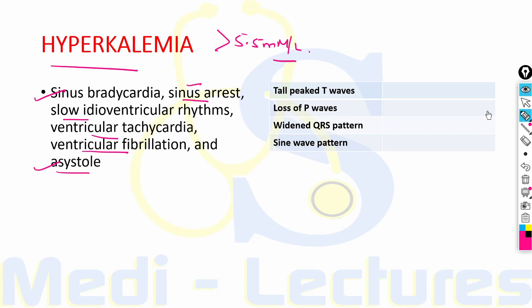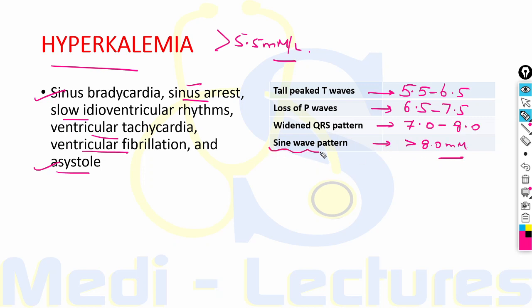Now the ECG changes are dependent on the blood potassium levels. In the beginning, there are only tall peaked T waves, which are seen in the range of 5.5 to 6.5 millimoles. The loss of P waves is seen at the range of 6.5 to 7.5. Widened QRS pattern is seen between 7 to 8, and with blood potassium more than 8 millimoles, there is a sine wave pattern. This is the sine wave.